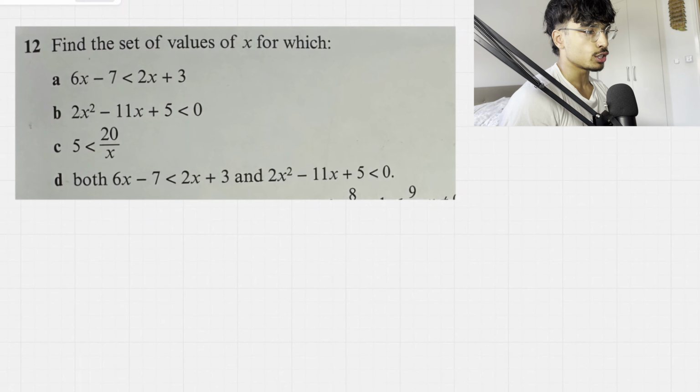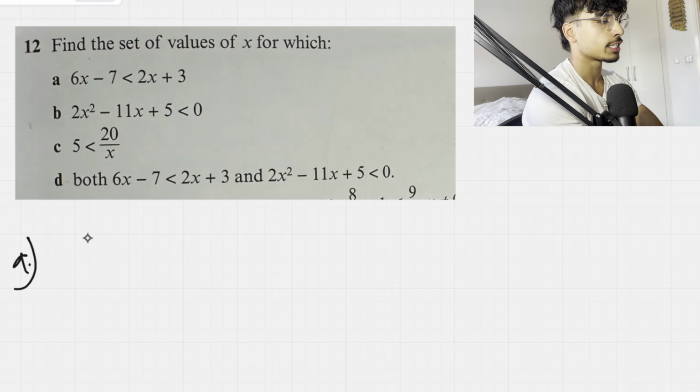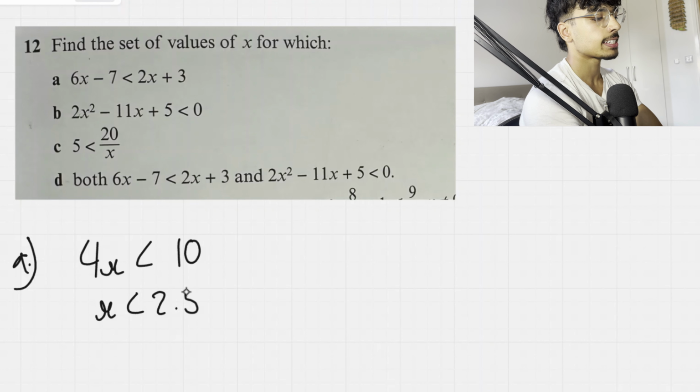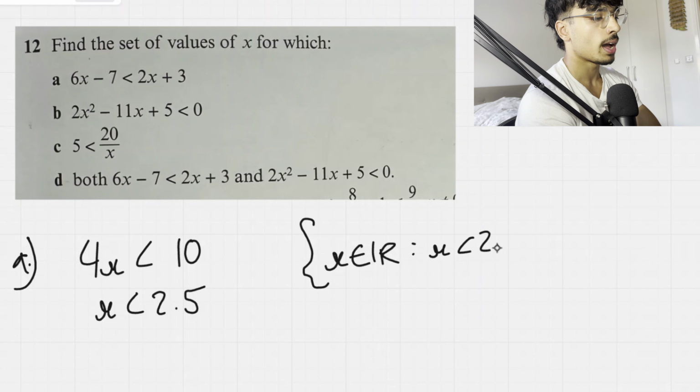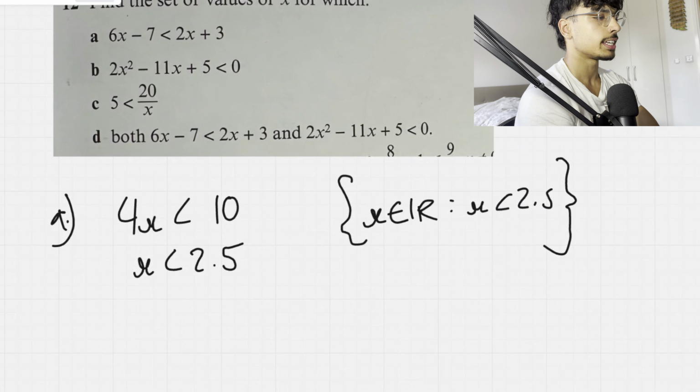Find the set of values of x for which 6x minus 7 is less than 2x plus 3. An easy start. Okay, so we bring the x's to one side. We get 4x is less than 10. x is therefore less than 2.5. If we wanted to write this in set notation, we would write, okay, open brackets, x is an element of the real numbers where x is less than 2.5. Alright, bam, that's an easy start.